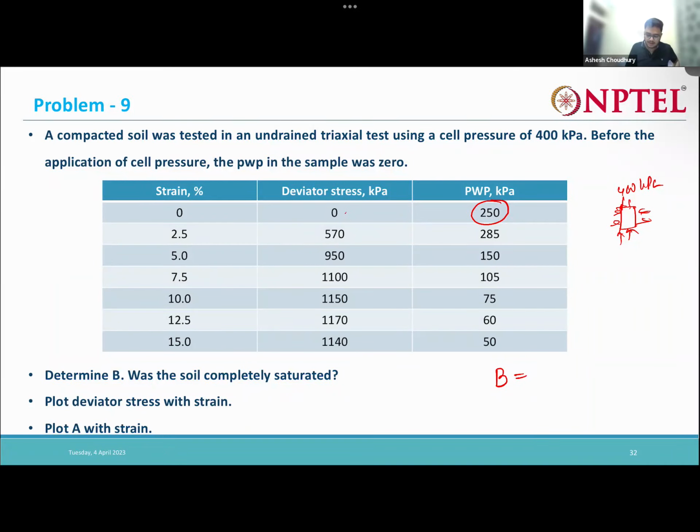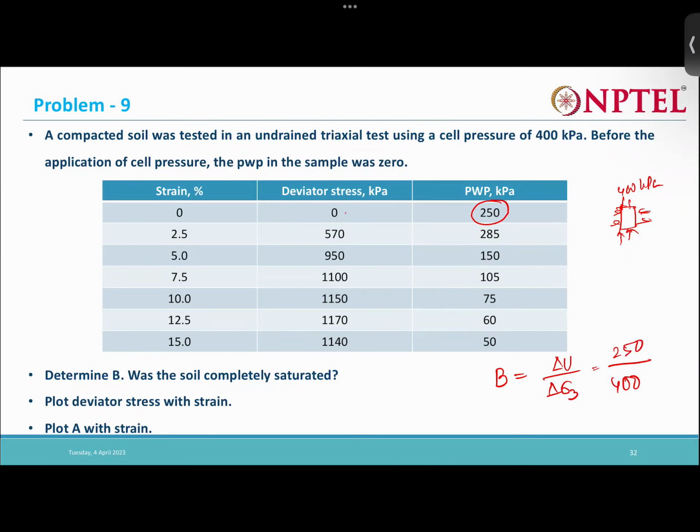What is the B parameter? Delta U by delta sigma 3. So what is delta sigma 3? Delta sigma 3 is 400. Due to this 400 application, the pore water pressure that is getting developed is 250. It's not completely saturated, because B is less than 1.